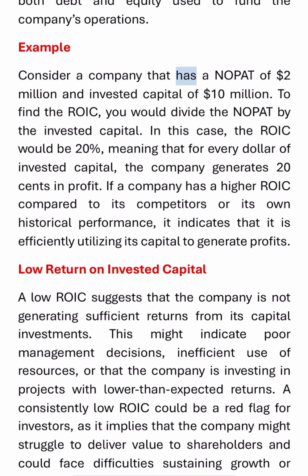Example: consider a company that has a NOPAT of $2 million and invested capital of $10 million. To find the ROIC, you would divide the NOPAT by the invested capital. In this case, the ROIC would be 20%, meaning that for every dollar of invested capital, the company generates 20 cents in profit. If a company has a higher ROIC compared to its competitors or its own historical performance, it indicates that it is efficiently utilizing its capital to generate profits.